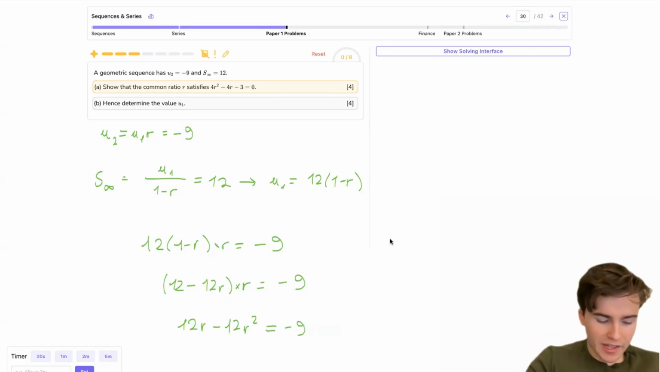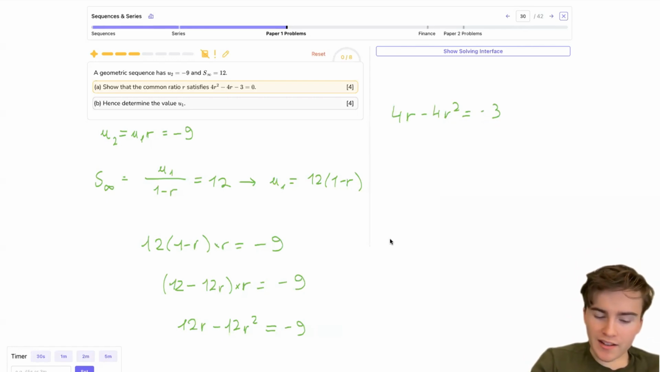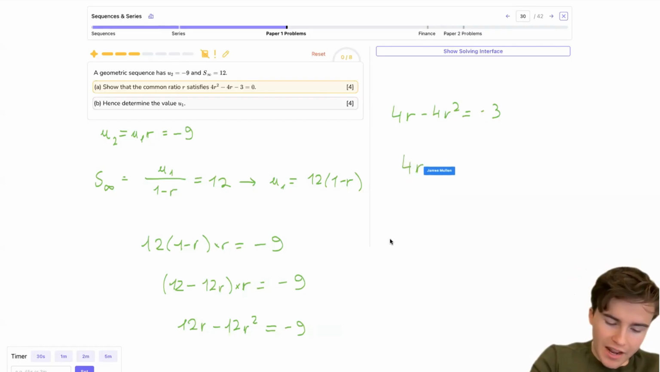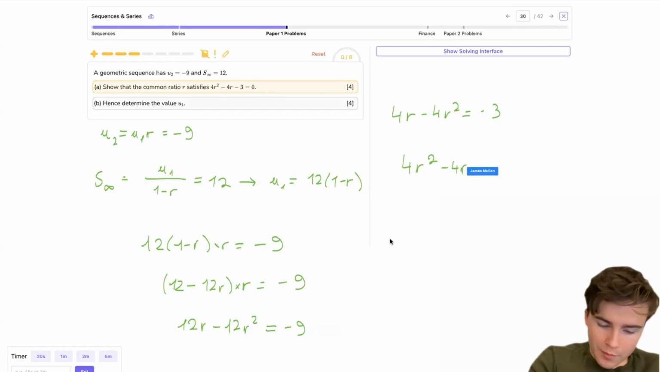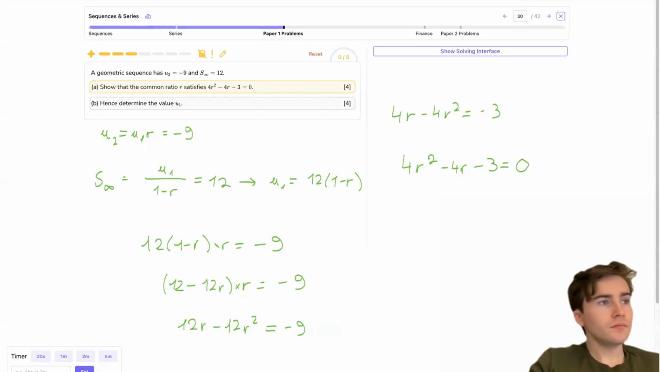And now I can divide everything by 3. I can say 4r minus 4r squared is equal to minus 3. And if I bring everything to the right-hand side by adding 4r squared and subtracting 4r, I find the desired answer, 4r squared minus 4r minus 3 is equal to 0. Okay, so that demonstrates part A.